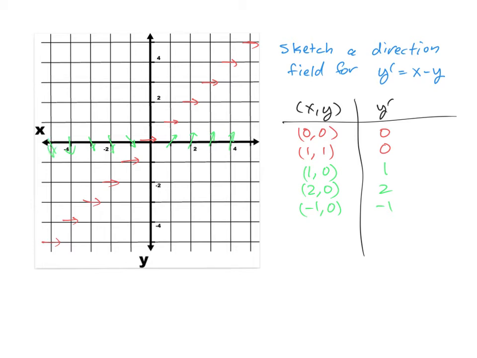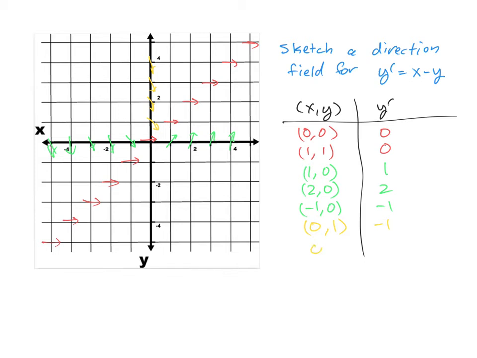And now let's pick another ordered pair. Let's pick the point, say, 0, 1. If I substitute that in, that's 0 minus 1, so that's a negative 1 slope. So at this point, I've got a negative 1 slope. And then if I pick the point 0, 2, that's a negative 2 slope. And you notice that these slopes get steeper and steeper as I travel up the axis.